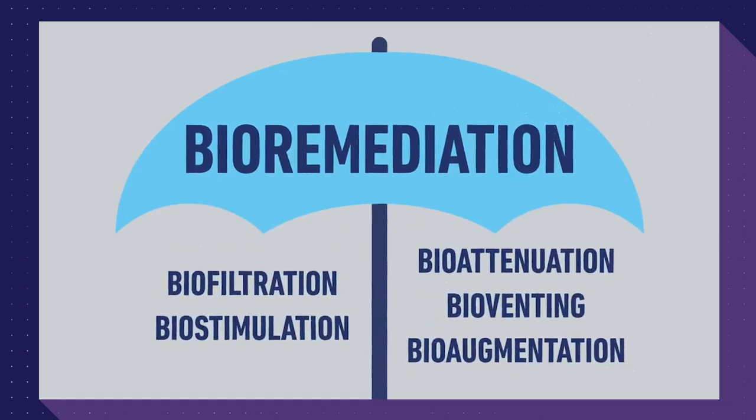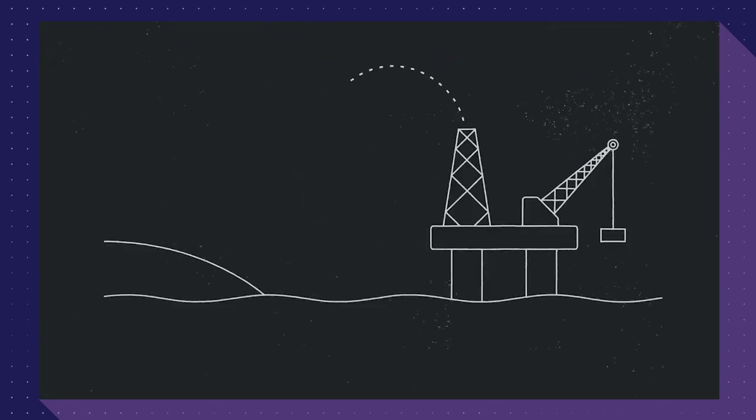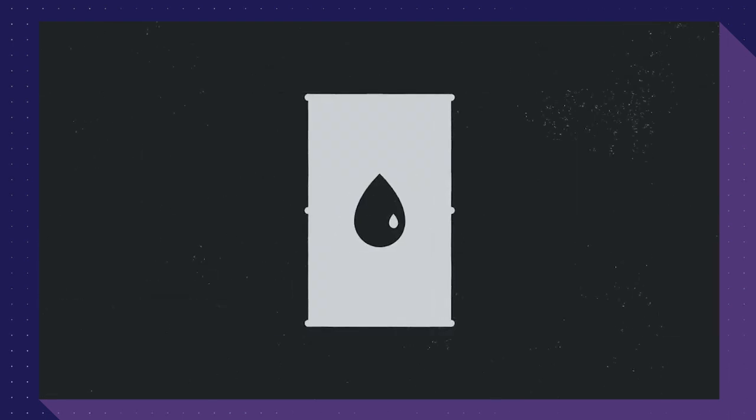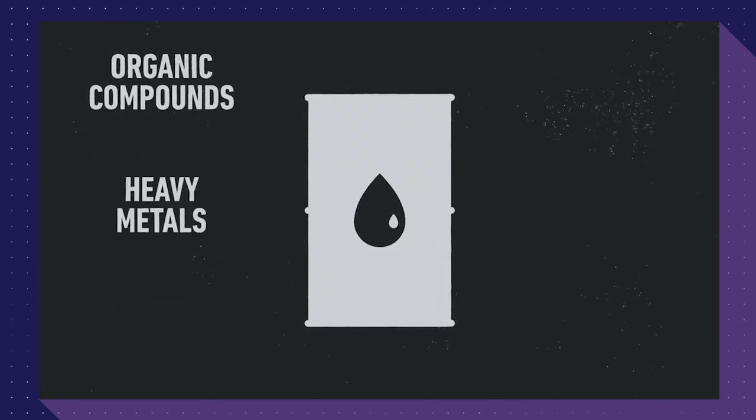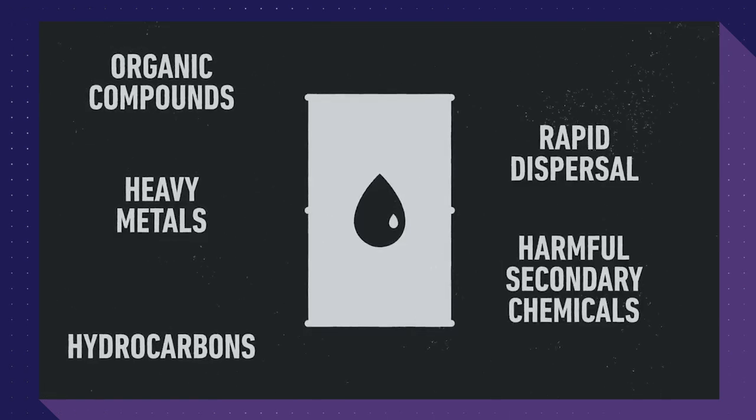Confused? Here's an example. Let's look at oil spills. They're huge environmental disasters that we don't really have a viable solution for. They cause such damage to the environment because petroleum is a toxic mix of organic compounds, heavy metals, and hydrocarbons. Add to that rapid dispersal and the breakdown into even more damaging secondary chemicals, and you have a disaster that can cause serious acute and long-term effects.